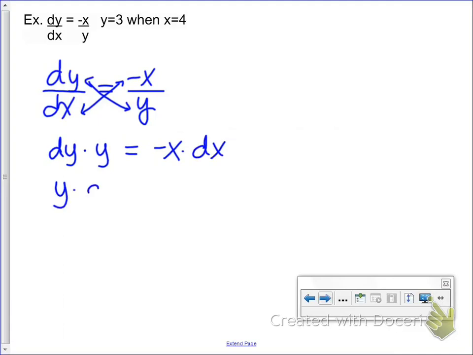So I'm going to make this look a little nicer. y dy equals negative x times dx. Integrate both sides. They are simple antiderivative problems to find.